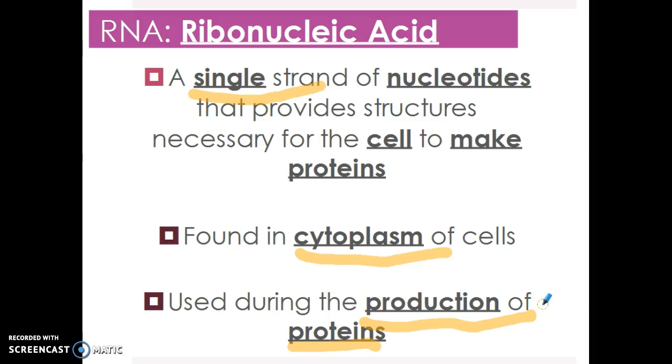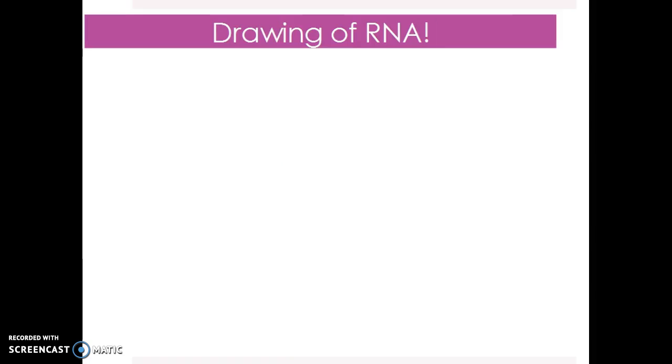So all of your cells are going to have it, and all they're going to do is just churn out proteins, one after the other after the other. So when you draw a picture of RNA, you draw just kind of like a squiggly line with your nitrogen bases sticking off to the side. And that, not very good, but that would be a picture of RNA.